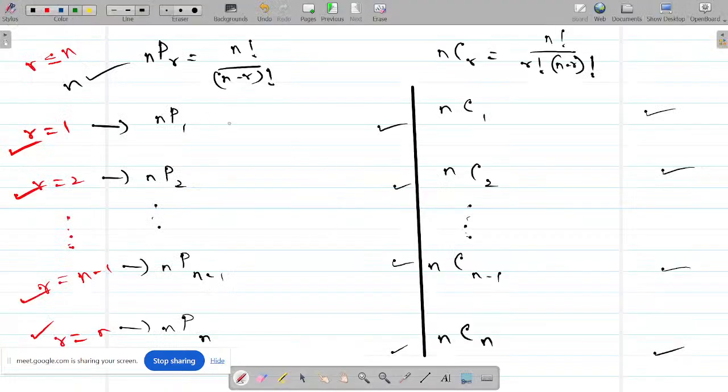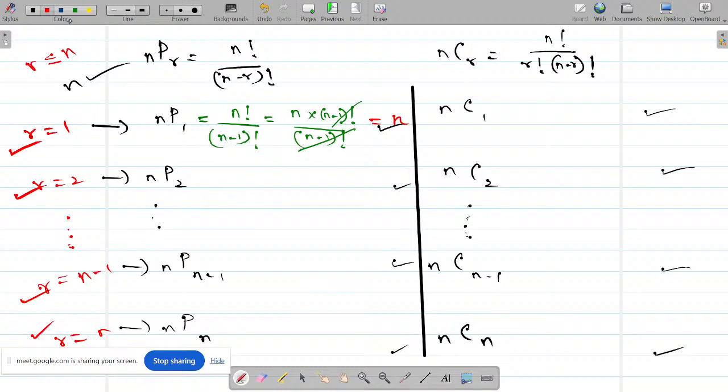Yeah, please join. nP1 is n factorial divided by n minus 1 factorial, where you can write n factorial as n into n minus 1 factorial divided by n minus 1 factorial. So ultimately these two terms will get cancelled, and your final answer is n. Okay.